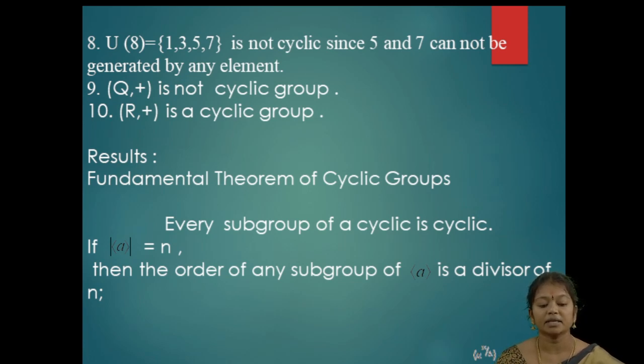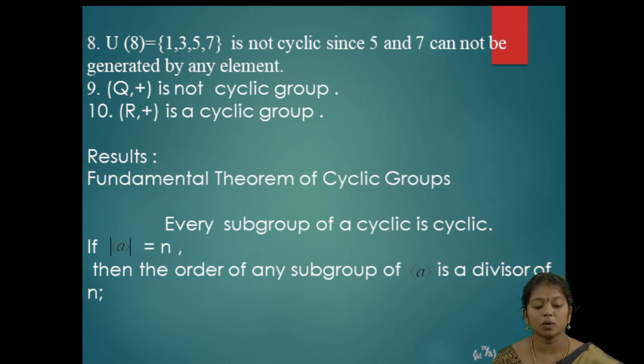Here phi of 8: all the elements less than 8 and relatively prime to 8 are 1, 3, 5, 7. That's what we can say, that phi of 8 equals 4. And U of 8 means the elements that come in phi of n. Here there are 4 elements. This is not cyclic because 5 and 7 cannot be generated by any element of this group. That's why U of 8 is not cyclic.